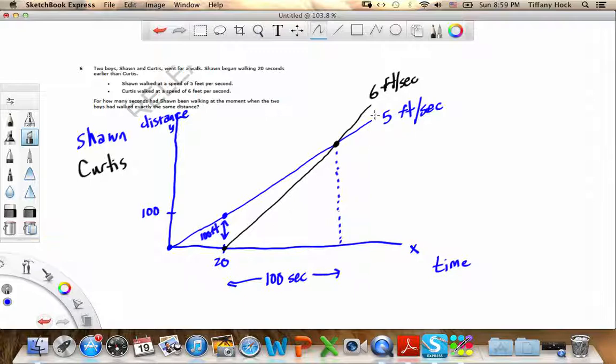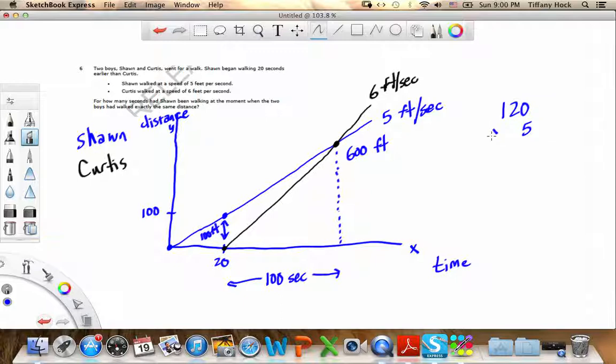Okay, and we could double check this to make sure. So if Curtis walks 100 seconds at 6 feet per second, that's 100 times 6 feet, which is 600 feet. That's the distance he's walked. Now let's check Sean here. Sean has been walking 100 seconds plus another 20. So he's been walking a total of 120 seconds.